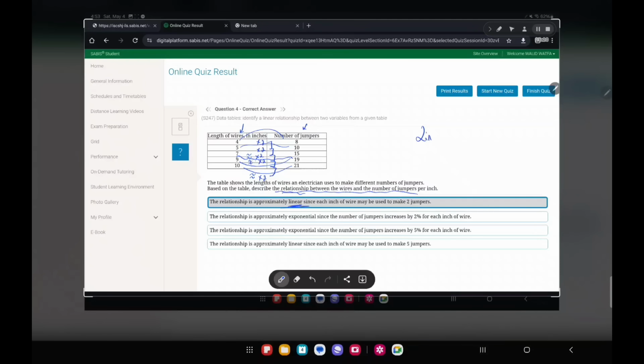Linear meaning you just multiply. Linear is y equals mx plus b, so you're just multiplying x by something. That's what linear means: you're just multiplying by one thing. So we could say it's approximately linear because you're almost multiplying by 2. And what's the constant? We said approximately 2.